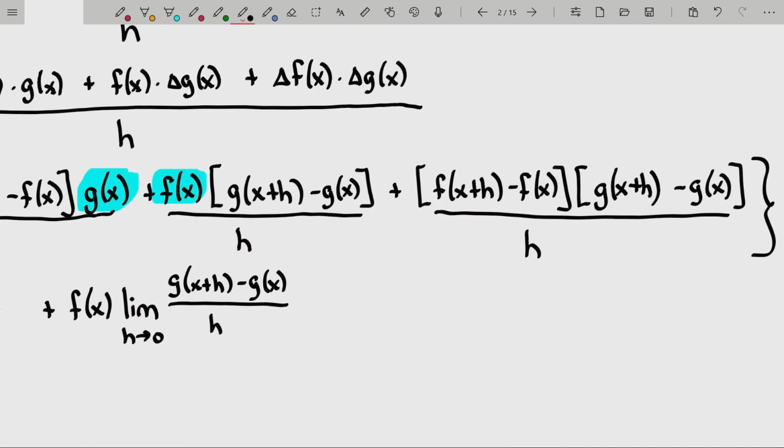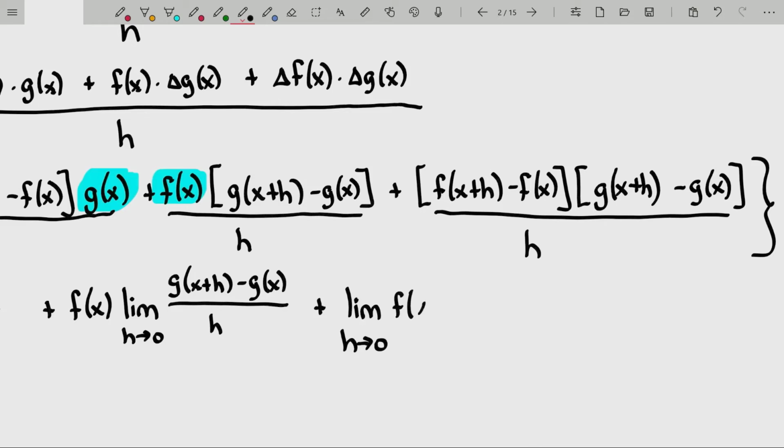The last one, everything does rely upon h. So I'm going to go ahead and say this is plus the limit as h goes to 0 of these fractions. What I'm going to do is actually split it into two different fractions. I'm going to split it into, maybe I'll do this.